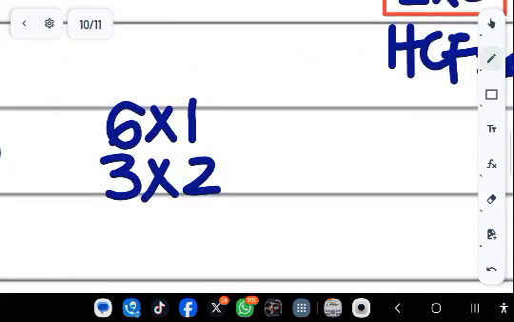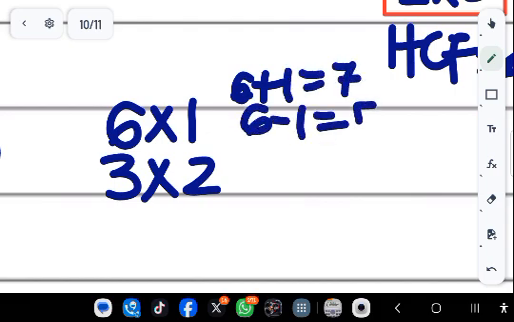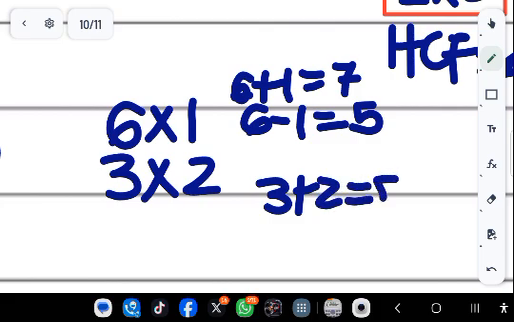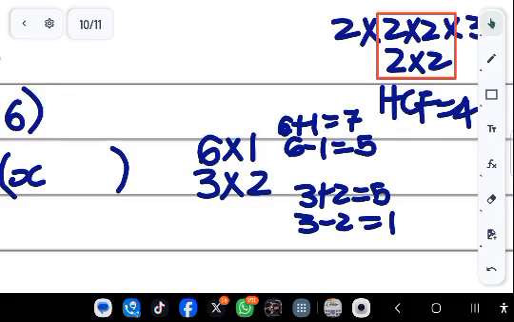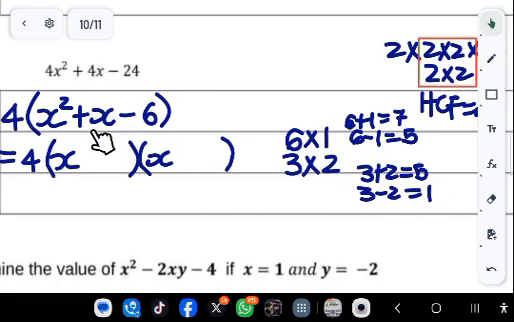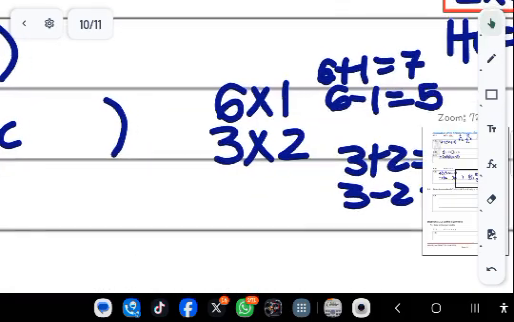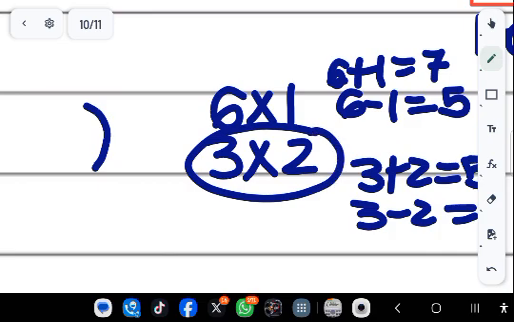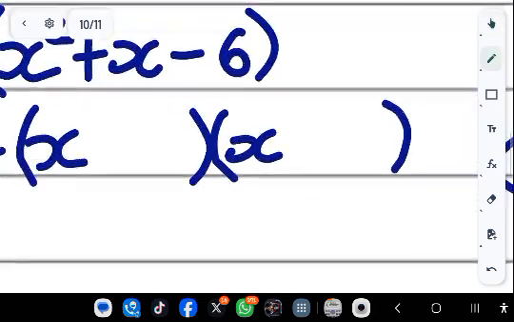Now when we add 6 and 1, that will give us 7. And when we subtract, 6 minus 1 will give us 5. These are the combinations we can get from 6 times 1. Over here, 3 plus 2 will give us 5, or 3 minus 2 when we subtract will give us 1. The factor pair combination that gives us what we have in the middle term, which is 1, is 3 and 2. Therefore, this is the factor pair we use.